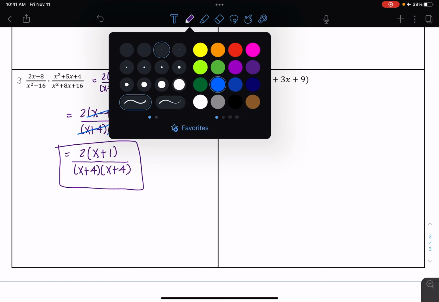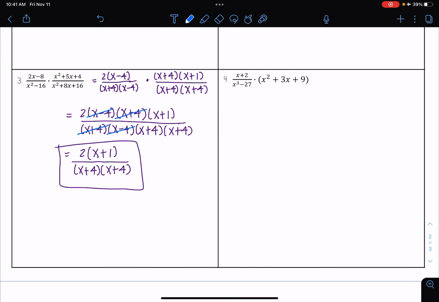Then I need to state any restrictions, and so I see for the denominators that x can't equal 4 and negative 4, because that would make my denominator 0 if I plug those in.